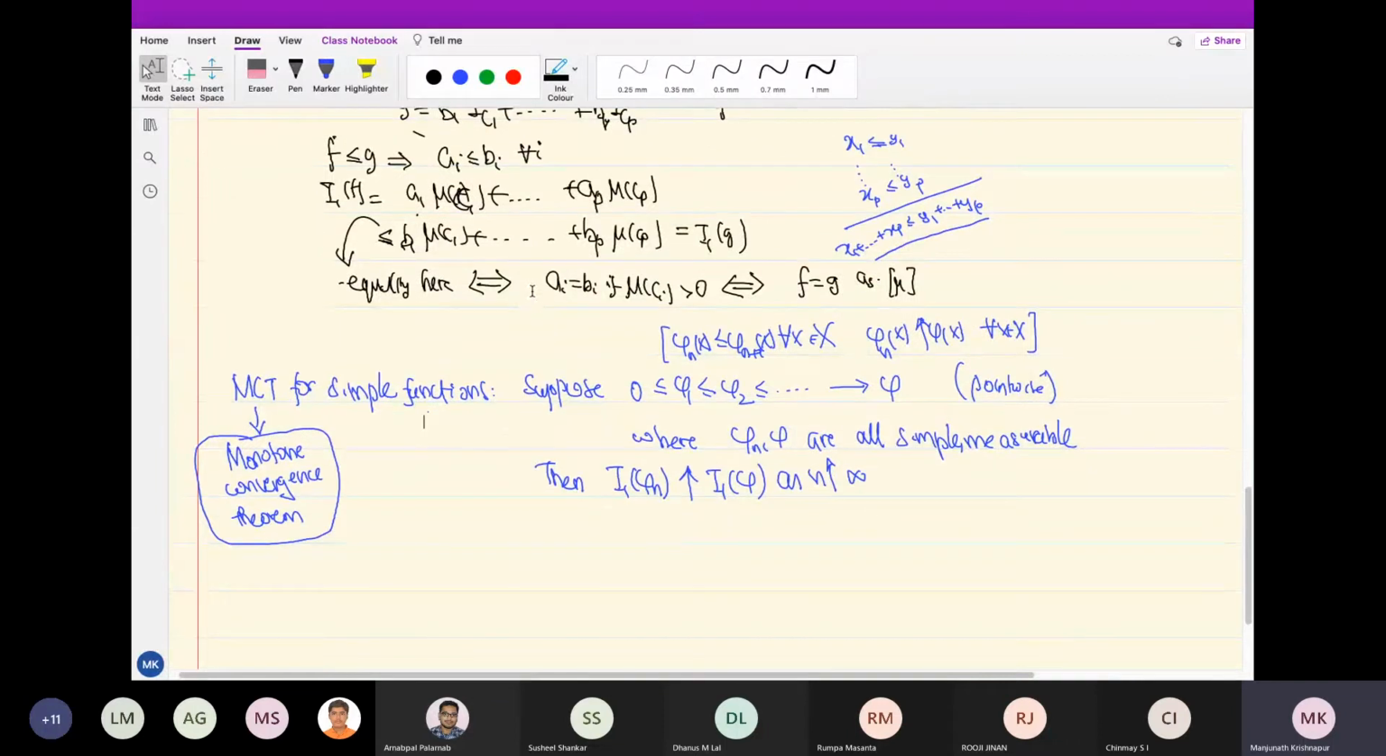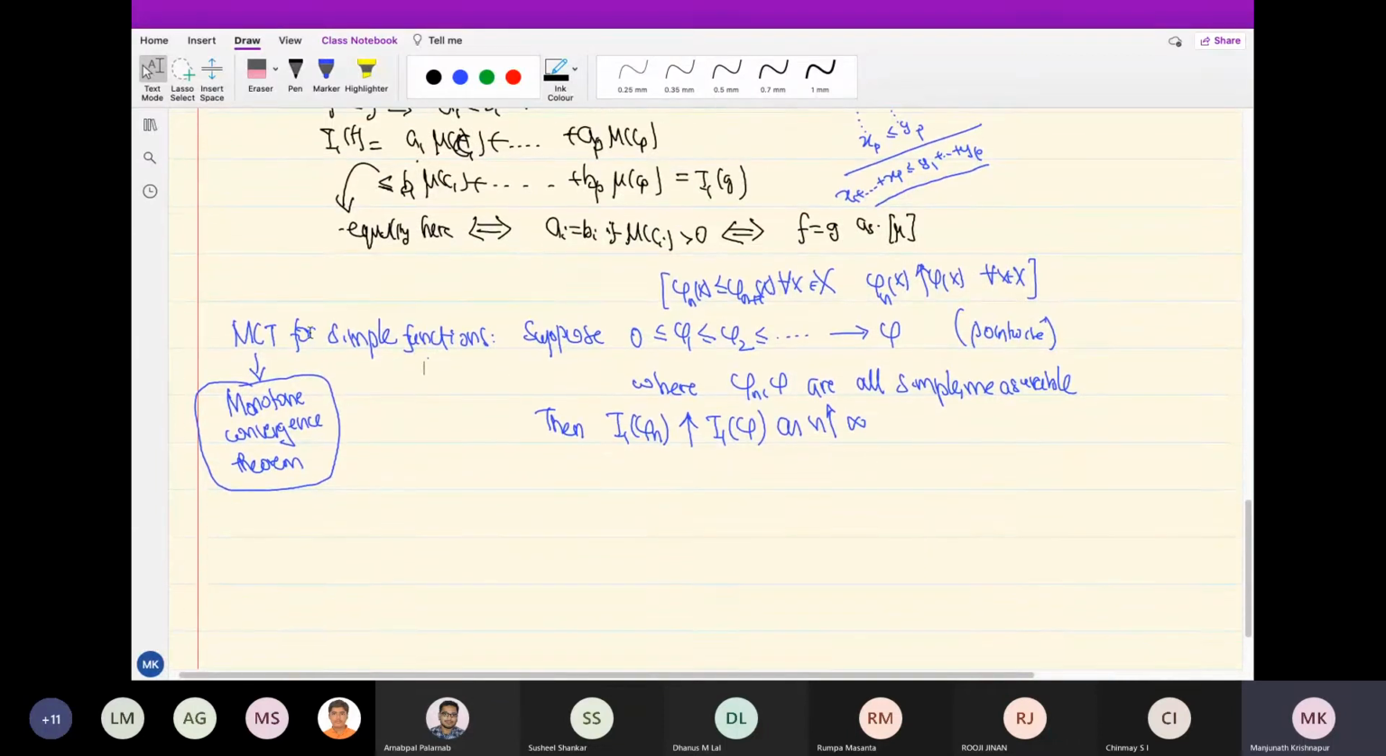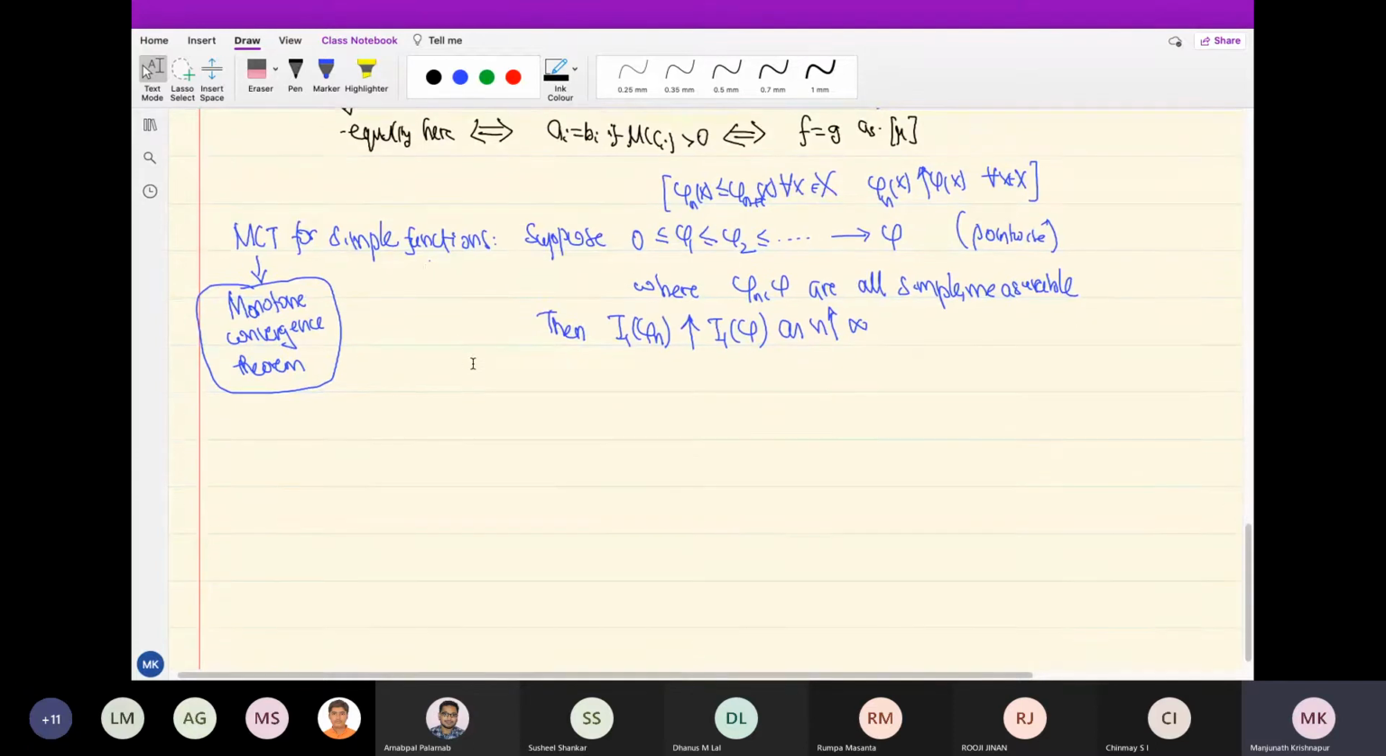Okay, that we proved. But here is the more important property that we need to prove. This is what is called the monotone convergence theorem for simple functions. It's not clear why now, but it is required for the next step. When I go to I2, which is the integral for non-negative measurable functions, not just simple ones, then this will be required. So what is the monotone convergence theorem for simple functions?